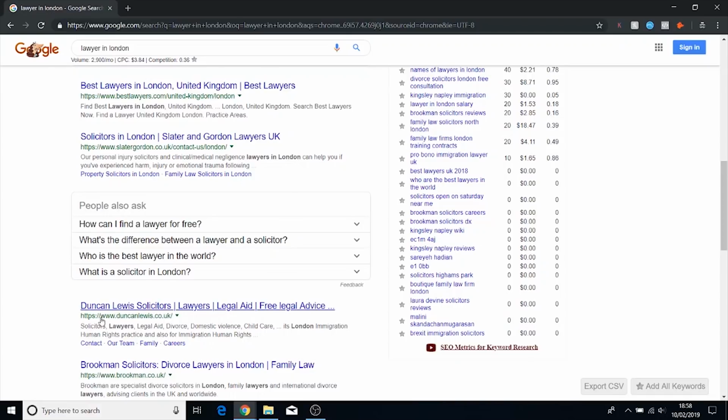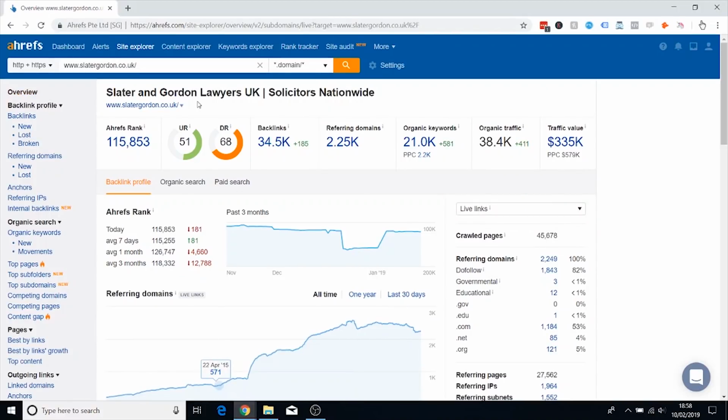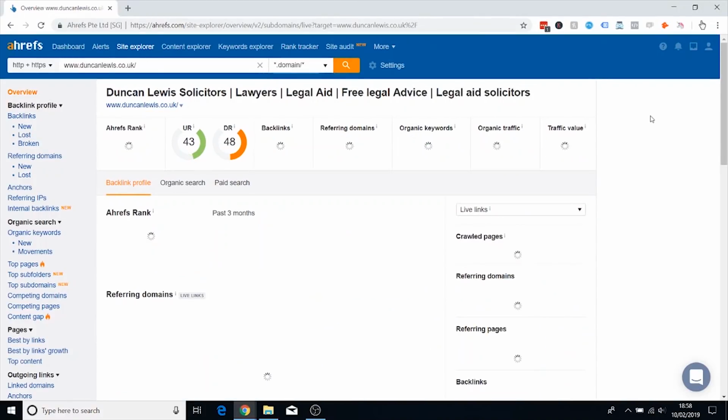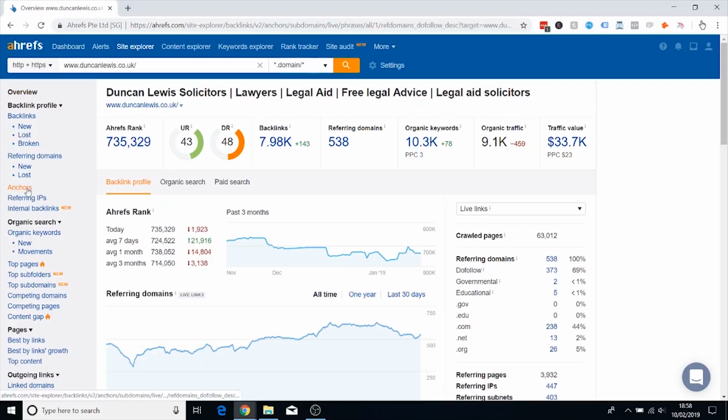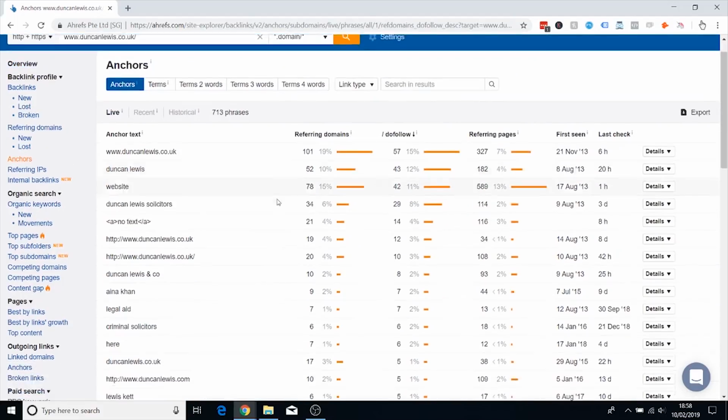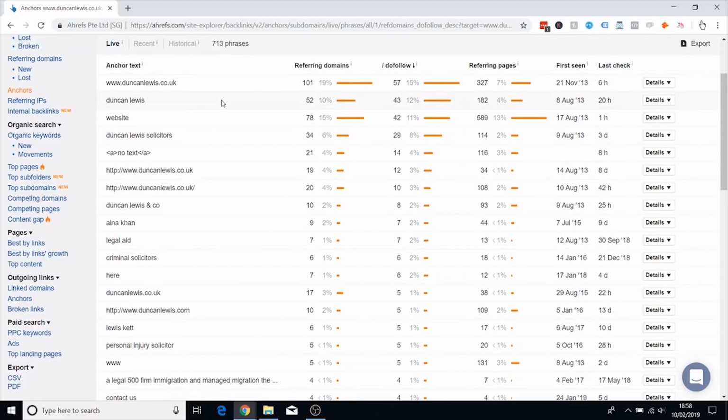Let's take a look at the third website here. So they're actually ranking off their homepage, which will give us a better understanding of what it will take to get onto the first page. So now this is starting to look a bit more realistic. They have over 500 referring domains, and if we take a look at their anchor text, it's very, very well done. It's branded.